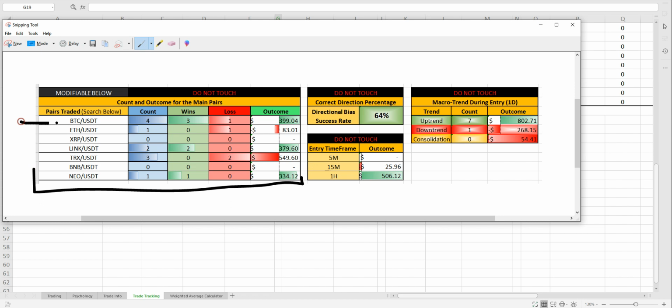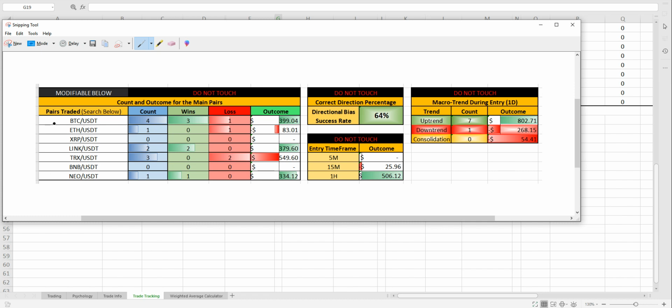You could put whatever pair you want in here. I just put pretty well the most common pairs that I trade. BTC, Ethereum, XRP, Link, TRX, BNB, NEO. There was one other, like I could put Matic, I could put NEO, I could put Dash, I could put a few others that I'm thinking of. EOS is a potential, but you can kind of put whatever.